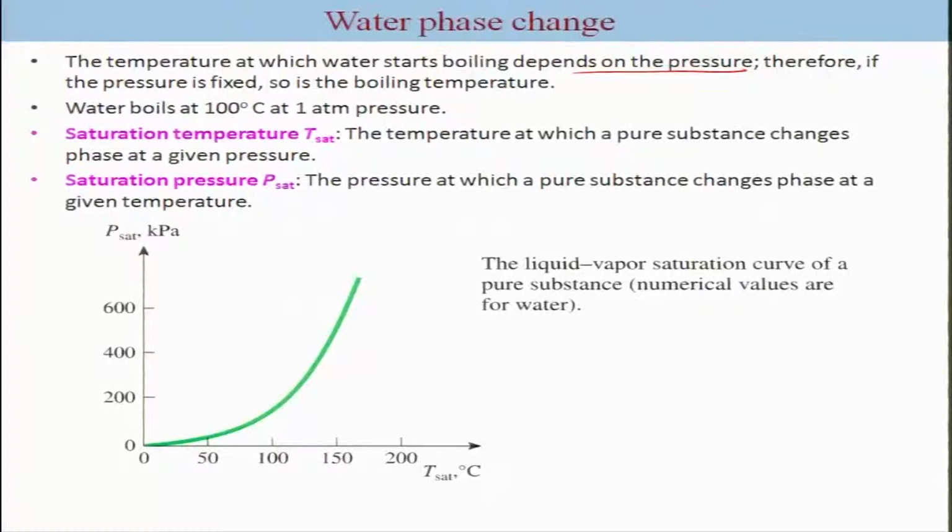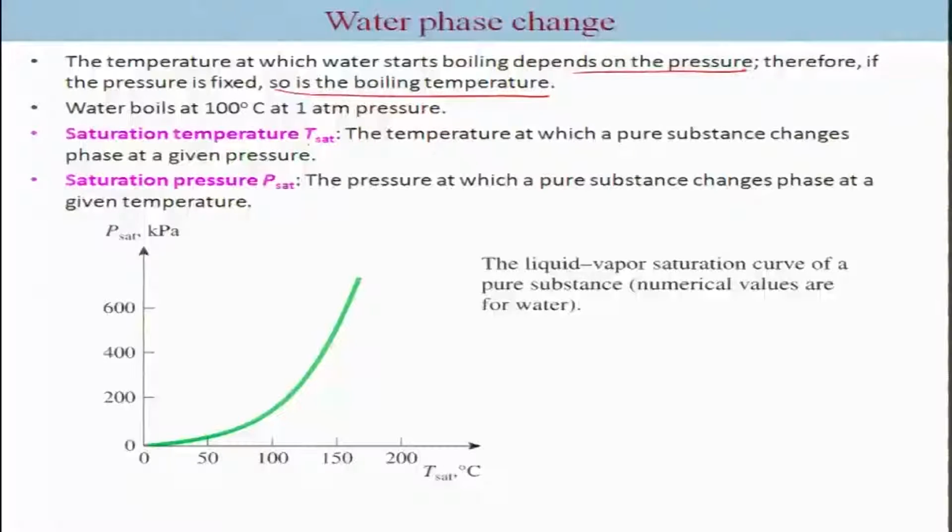Therefore, if the pressure is fixed, so is the boiling temperature. For 1 atmosphere, the boiling temperature is 100 degrees Celsius. Now you can find the temperature at which it boils for different pressures, and we call it the saturation temperature, in short Tsat. You can also find the corresponding Psat, and you can plot it. What you can notice is that once I fix the Tsat, the Psat is fixed. So Psat is fixed for 100 degrees Celsius.